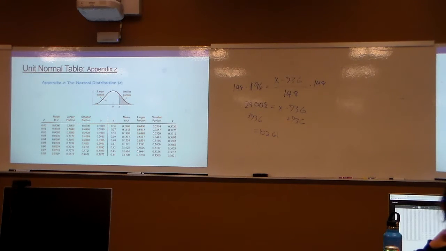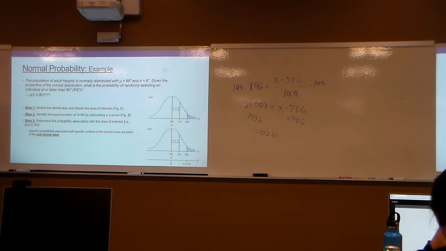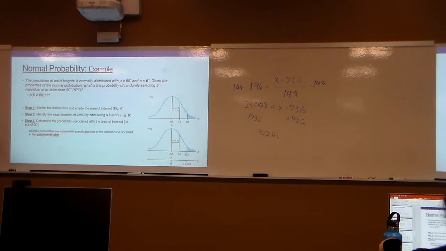What we can do is start going through and identifying specific probabilities associated with certain z-scores using our normal table. In the example we went through, we had a z-score of 2. This person who is 6'8", given a population mean of 68 and standard deviation of 6, corresponds to a z-score of 2. What is the probability of randomly selecting someone who's 6'8" or taller based on our z distribution here?